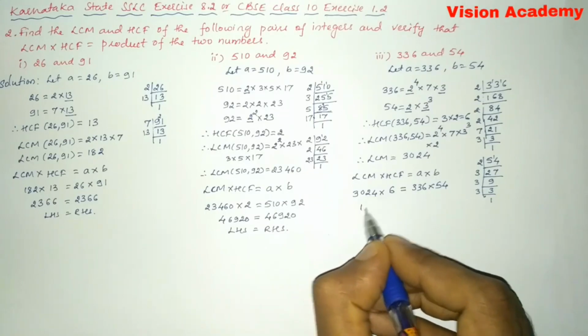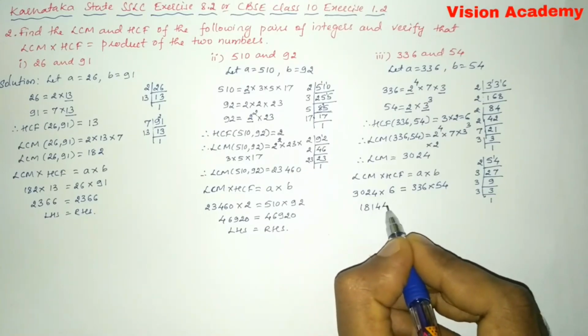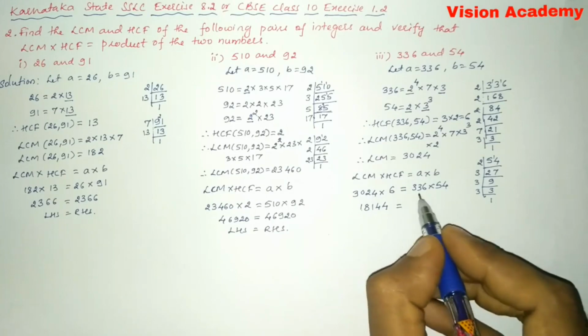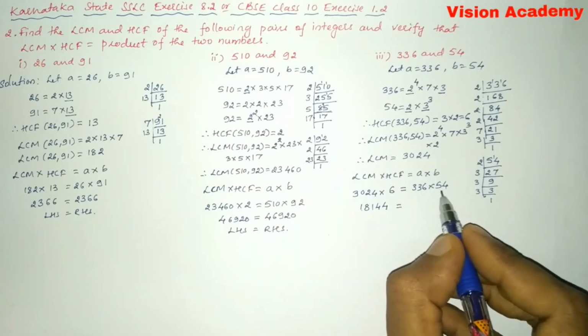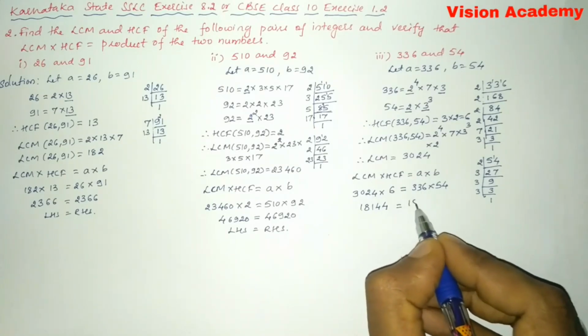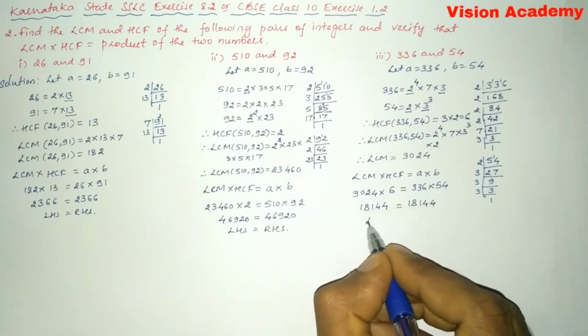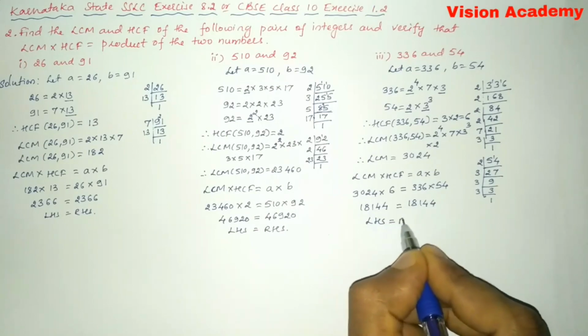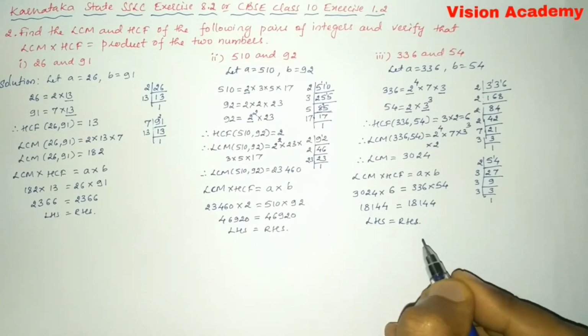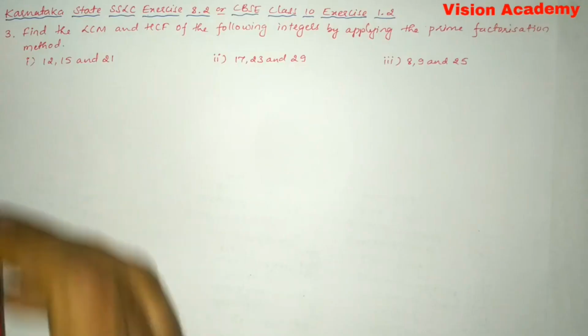So this gives us 18,144, which is equal to when we multiply 336 into 54. So this also gives us 18,144. So therefore we can conclude that LHS is equal to RHS. Hence it is verified.